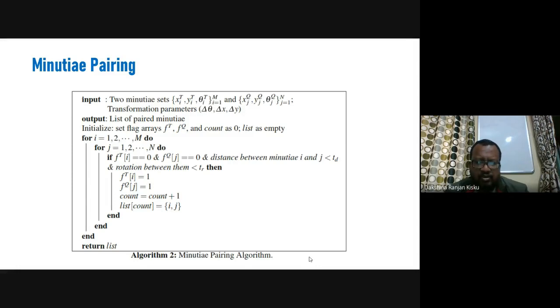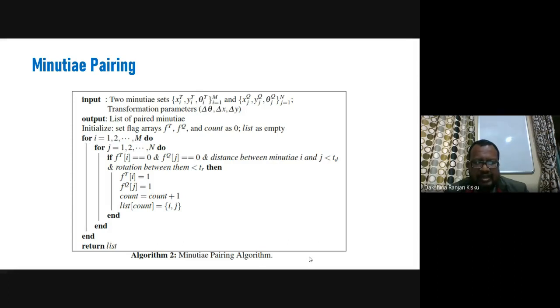We made count zero and list empty. Now count is incremented by one, and the list at that count will hold the pair of minutiae points. If i and j are minutiae points obtained from two different minutiae sets, then we make this pairing, and it is found to be a legitimate minutiae pairing, to be included in the list. Okay, and this list will be returned.